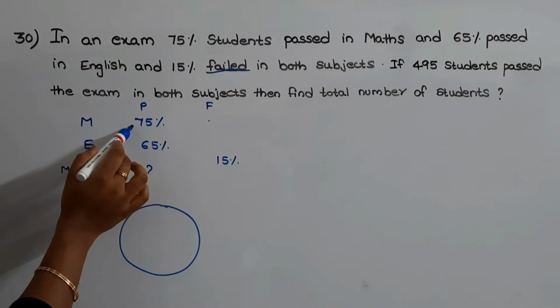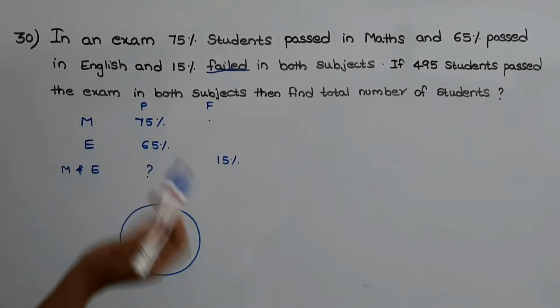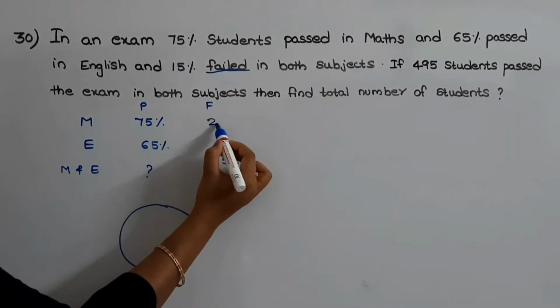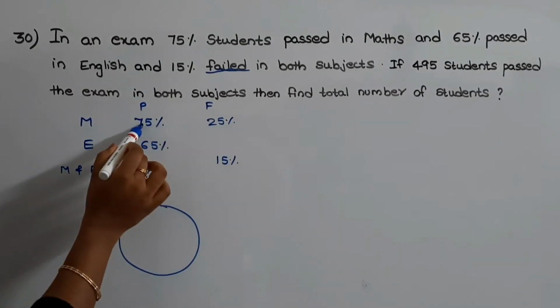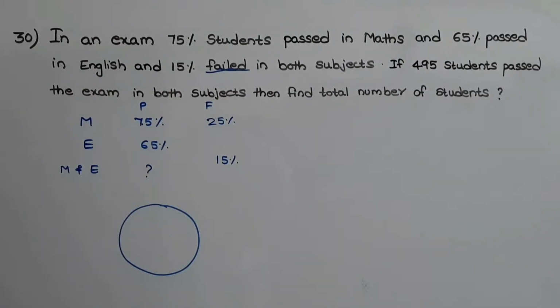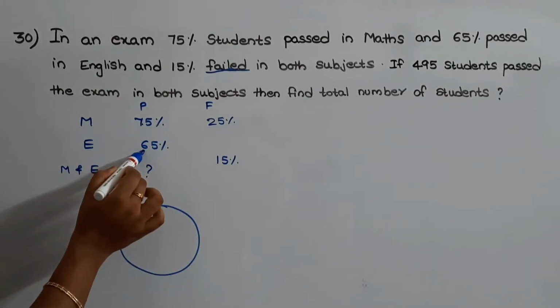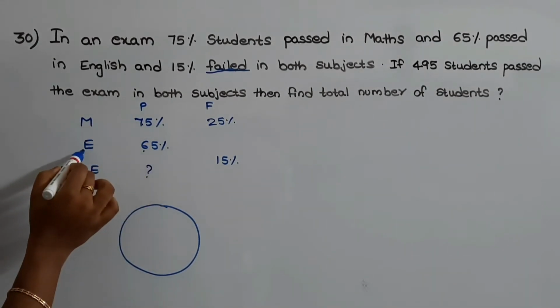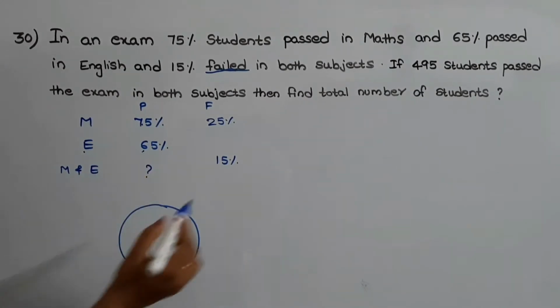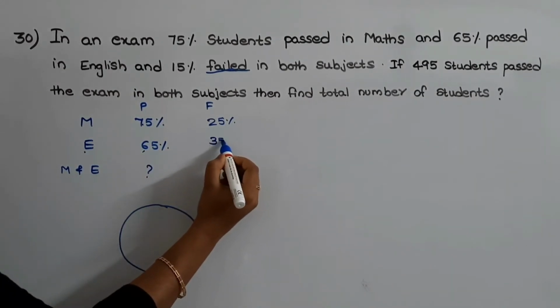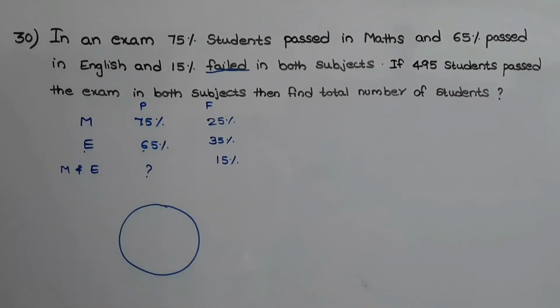If 75% of the students passed in maths, we can say that 25% of the students failed in maths, that is 100 minus 75. If 65% of the students passed in English, we can say that 100 minus 65, that is 35%, failed in English.